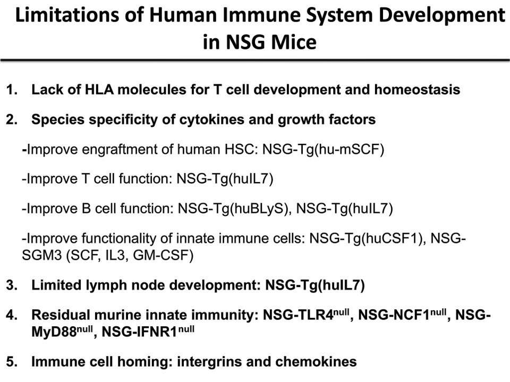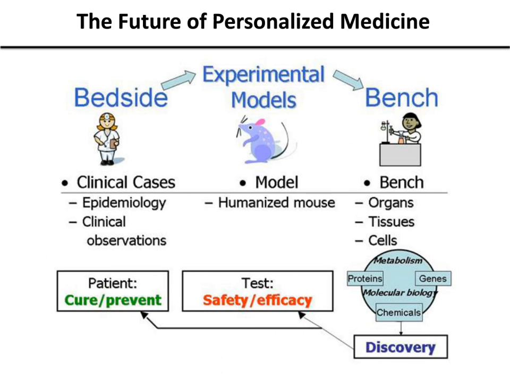And one of the final areas that we're working on is to improve the homing ability of these human cells in the mouse. And this will involve the expression of human integrins and chemokines in these mouse models. So overall, we think we are making a pretty good argument that humanized mice can be used for personalized medicine and will continue to improve as we make modifications to these mice.